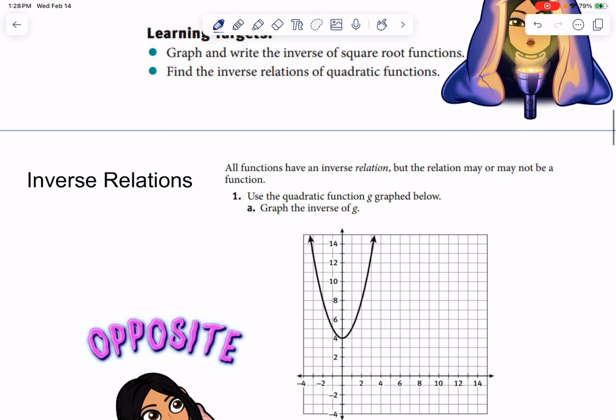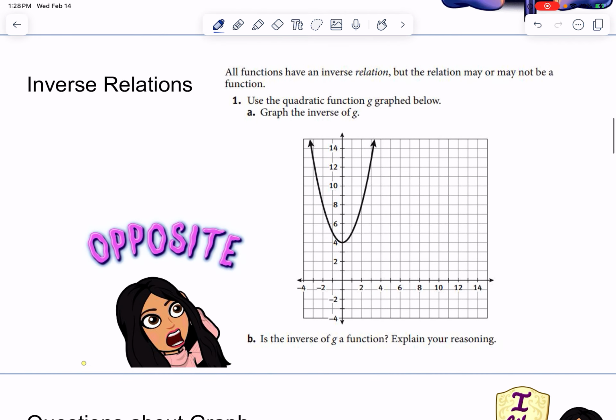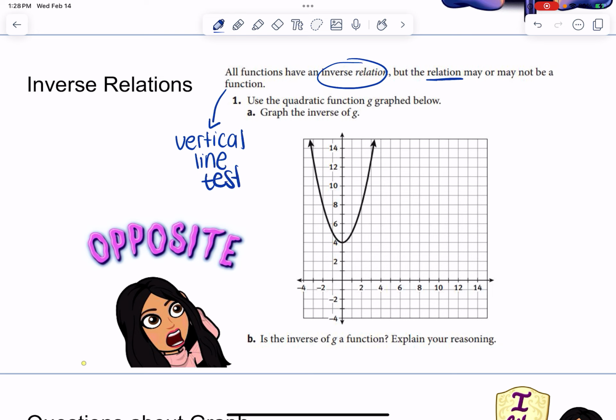Okay, so let's talk about just inverse relations. Here's what the definition is. It says all functions do in fact have an inverse relation, but that relation may not always be a function. In order for something to be a function, remember, on the graph, it has to pass the vertical line test, okay? If it does not pass that test, then it is not a function, meaning it only touches once, okay?